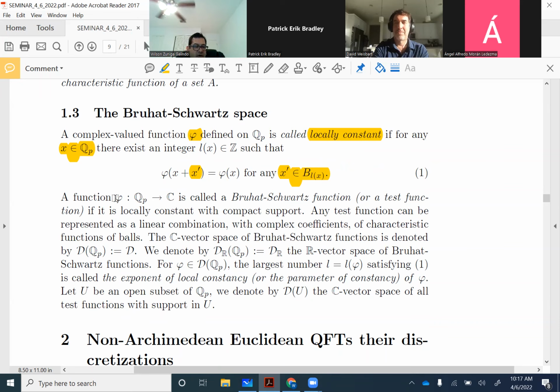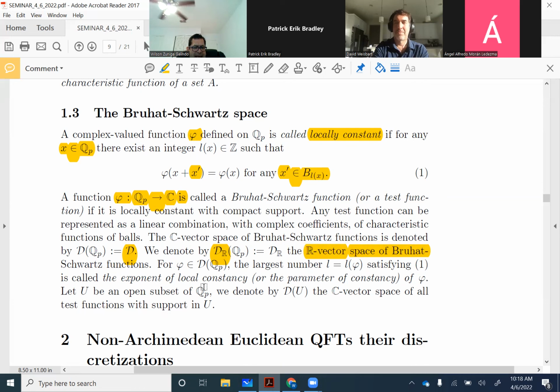Now, a function of this form is called a test function or a Bruhat-Schwartz function if it is locally constant with compact support. Any test function can be represented as a linear combination with complex coefficients of characteristic functions of balls. I'm going to use this calligraphic D to denote the C vector space of test functions, and this notation to denote the R vector space of test functions.